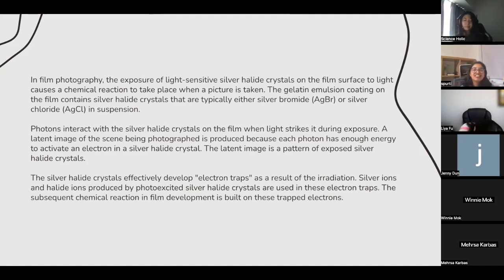A latent image of the scene being photographed is produced because each photon has enough energy to activate an electron in a silver halide crystal. The latent image is a pattern of exposed silver halide crystals. These silver halide crystals develop electron traps as a result of the irradiation, and silver ions and halide ions produced by photoexcited silver halide crystals are used in these electron traps. The subsequent chemical reaction in film development is built on these trapped electrons.